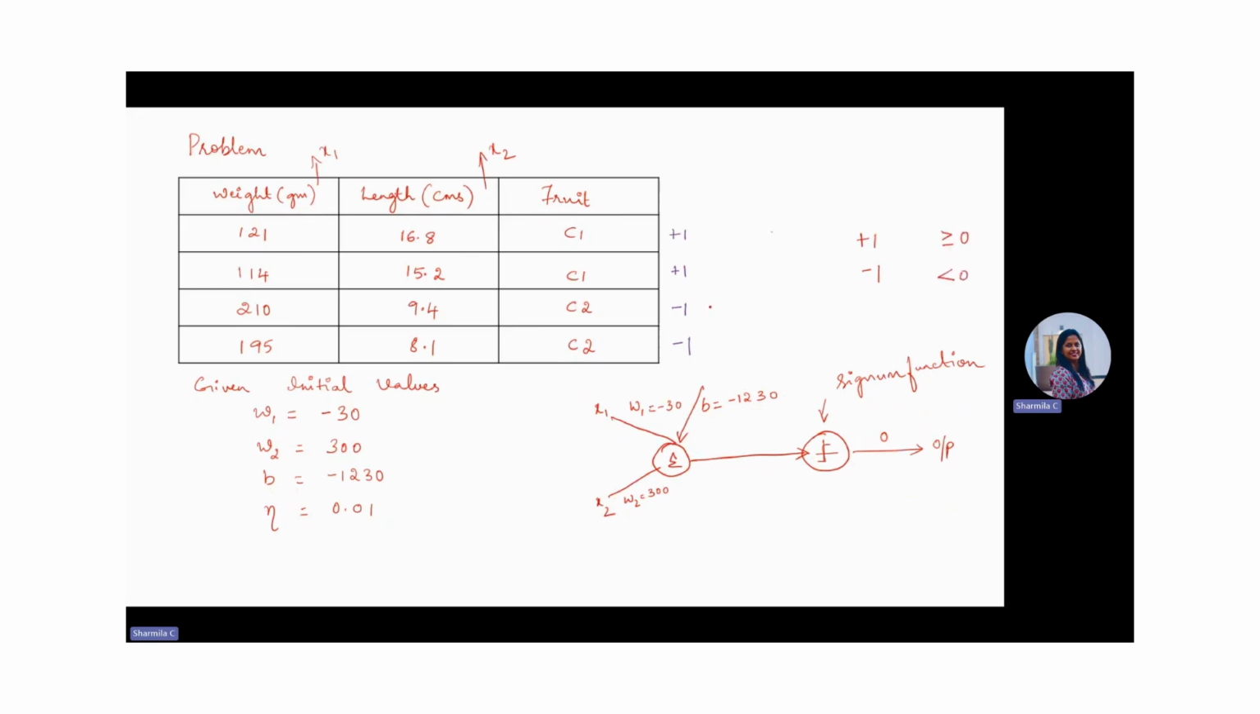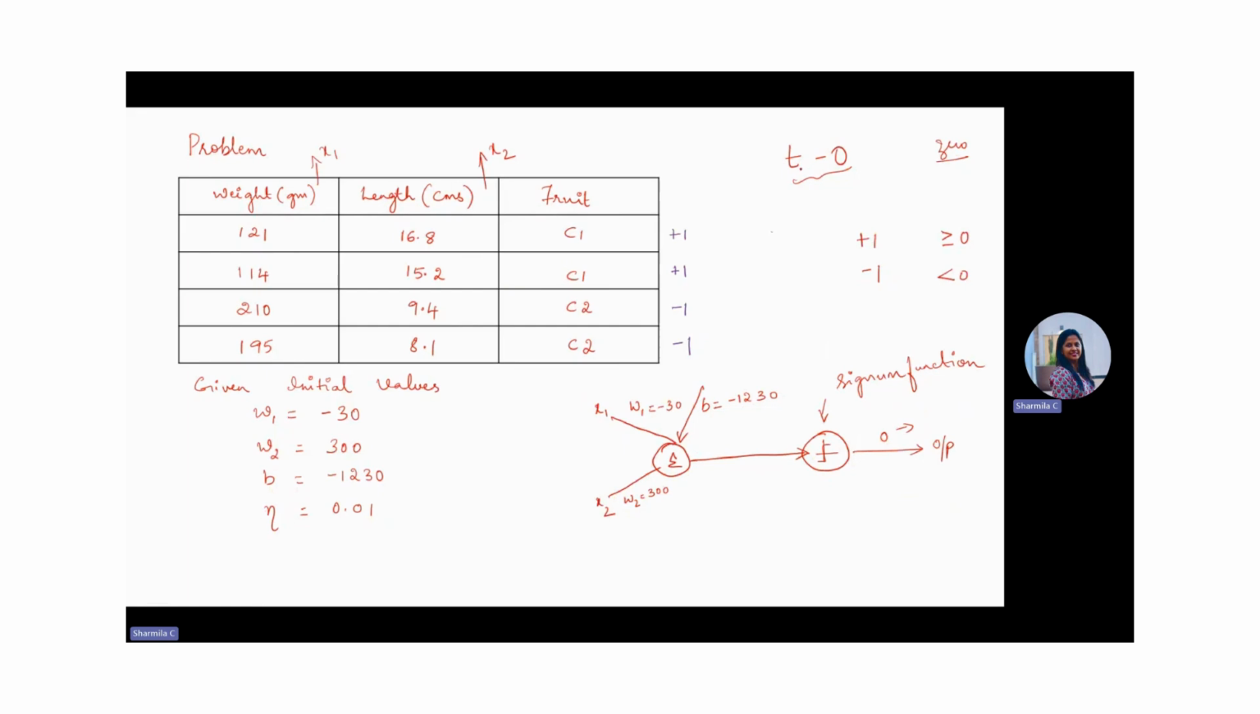then it is -1. Each time, we are going to check whether the target value minus the obtained value, the value obtained from the neuron, is 0. If t minus the obtained value is 0, there is no need to update the weights. Otherwise, there is an error, so we need to update the weights.